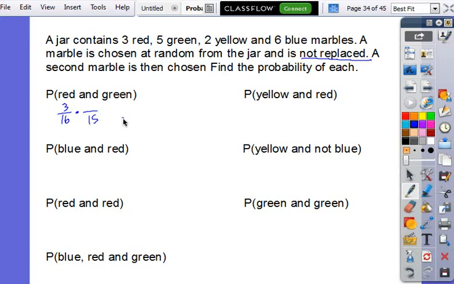So then you say, well, how many greens are left out of that 15? 5. And 1 over 16. You get 1 over 16.